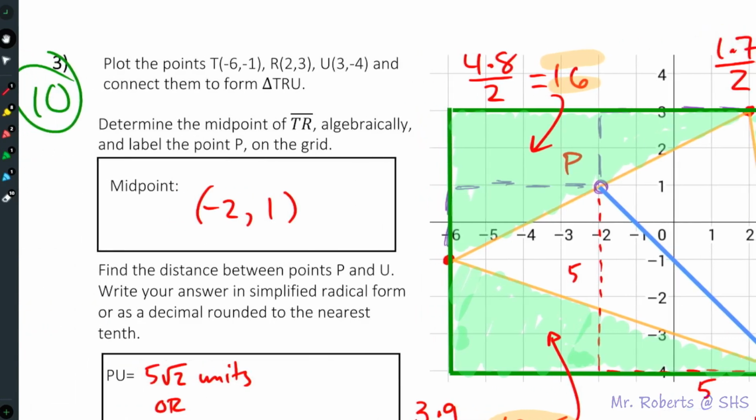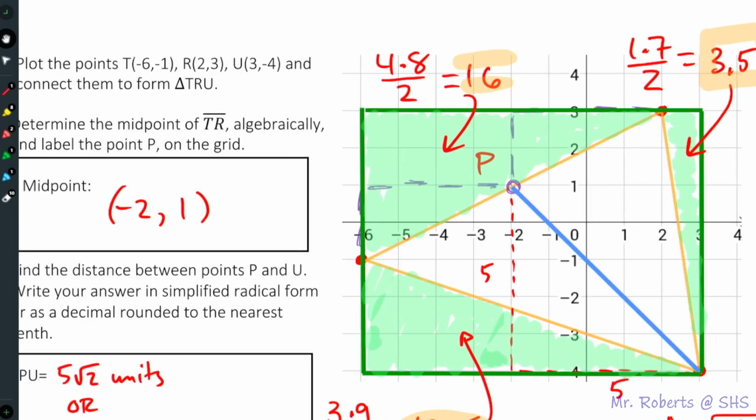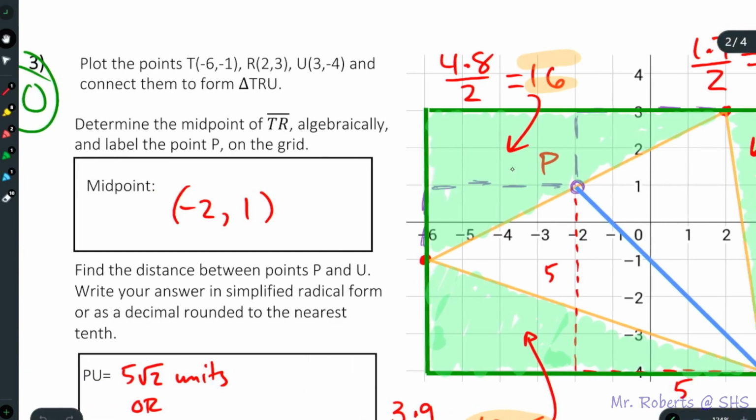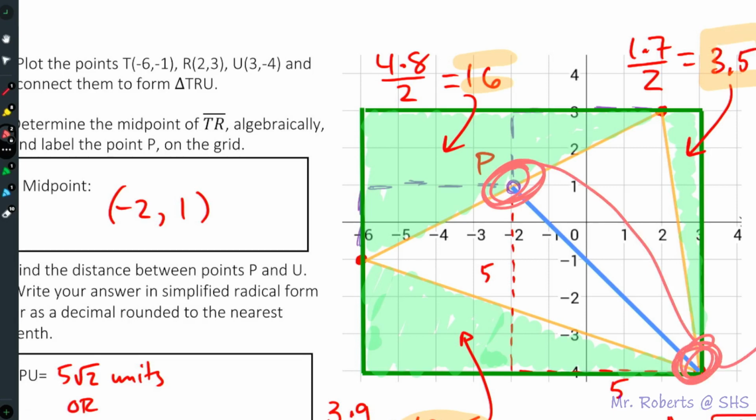Then I'm asked to find the length of segment PU. P is going from this point right here, and then over here is U. So I'm finding the length of that segment. The length of that segment from P to U is 5√2, or about 7.1 units.